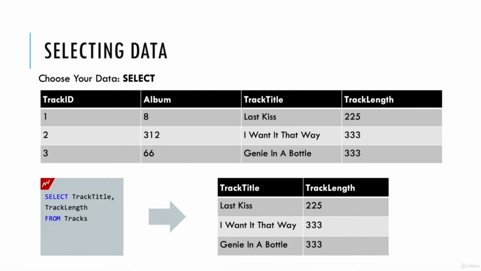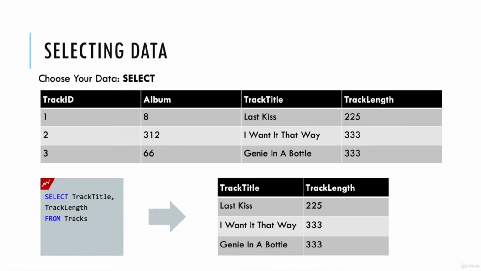So to do that, we use our keyword select. We list the 2 columns we want, which is track title, track length. They're separated by commas. And then we use the keyword from, and after from, we want to indicate the name of the table, and in this case, the name of the table is tracks. So you can see the top is the raw table, the bottom left is our query, and then the bottom right is the results that come back, which is basically just a slice of that table vertically, showing us the track title and the track length.